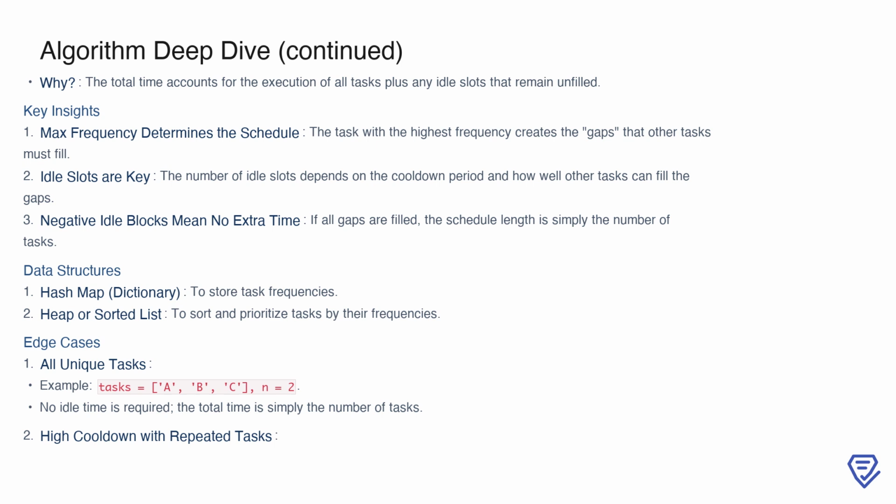It's also crucial to handle edge cases. For instance, when all tasks are unique, such as tasks equals a, b, c, with n equals 2, there are no idle periods, so the total time equals the number of tasks. On the other hand, if there's a high cooldown period and repeated tasks, like tasks equals a, a, a with n equals 3, we may need large gaps to meet the cooldown requirement.